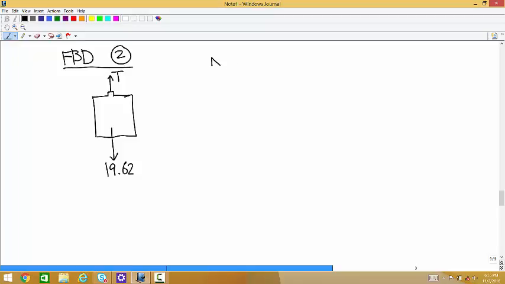All right, so now we'll go to Newton's second law. And we're using the standard coordinate system for this one. So what direction is T? Positive y. The weight is in the negative y.